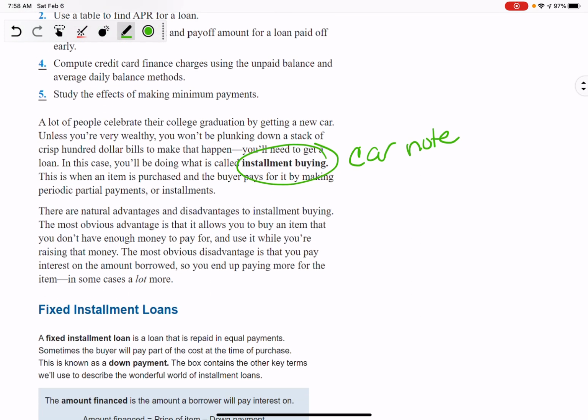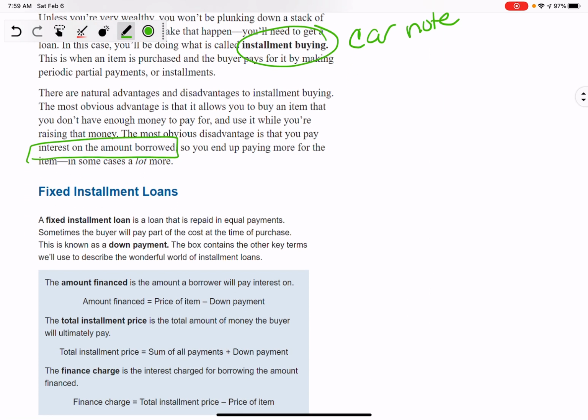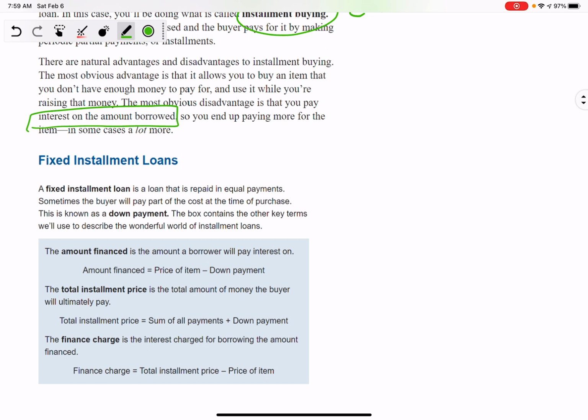There are natural advantages and disadvantages to installment buying. The most obvious advantage is that it allows you to buy an item that you don't have enough money for and use it while raising that money. The most obvious disadvantage is that you'll have to pay interest on that amount borrowed. So you end up paying more for the item. In some cases, you end up paying a lot more.